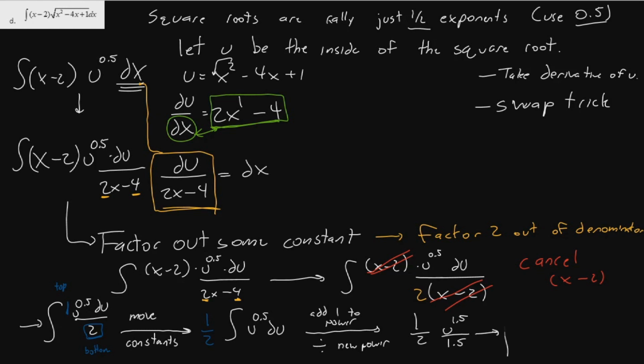And for our final step, we can just replace the u, so we'll have 1 times our u to the 1.5. We said previously our u was x squared minus 4x plus 1. And we divide that by what we have on the bottom. 2 times 1.5 just gives 3. Add on the plus c, and our integral is complete. So we'll have x squared minus 4x plus 1 raised to the 1.5 over 3 plus c.